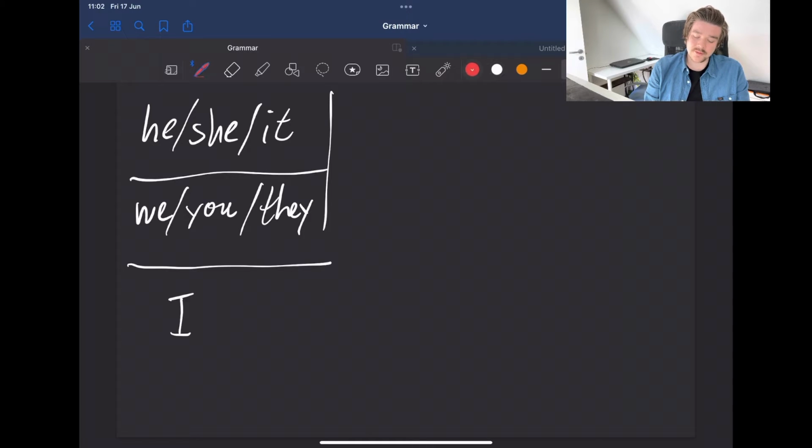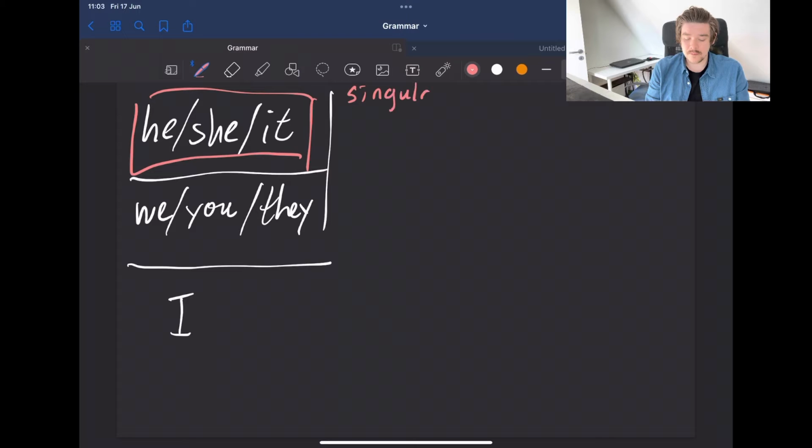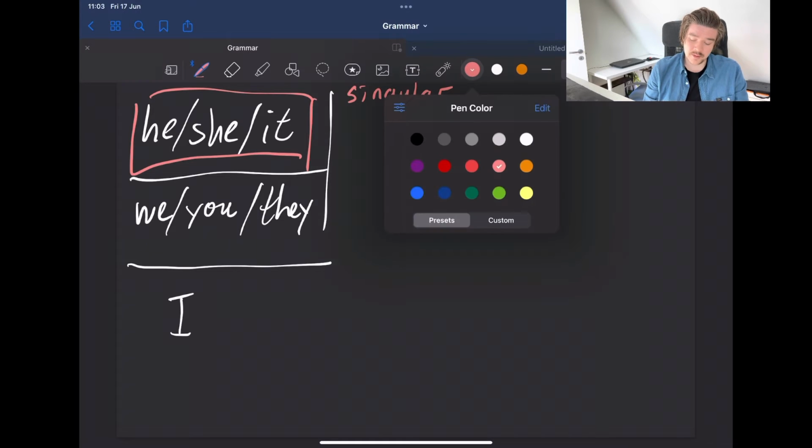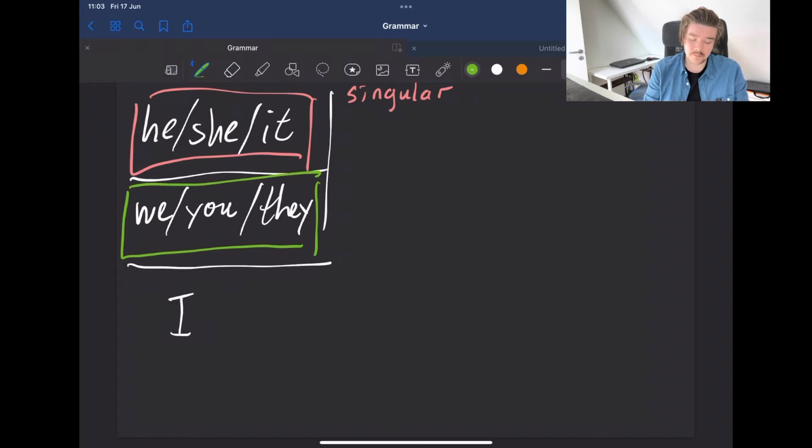Now we can say that these at the top here, or I should use a different color just to avoid confusion. Pink maybe, okay. These are singular, meaning that all of them refer to one thing or one person. These at the bottom are plural, meaning they refer to several things or several persons. Now the exception here is you, which can be singular and plural, but in the context of subject-verb agreement, you is always considered plural.